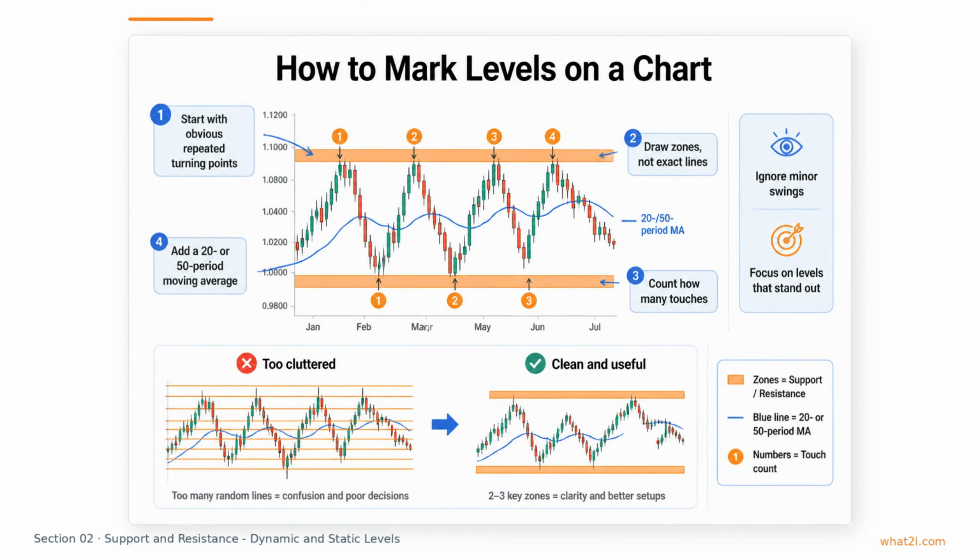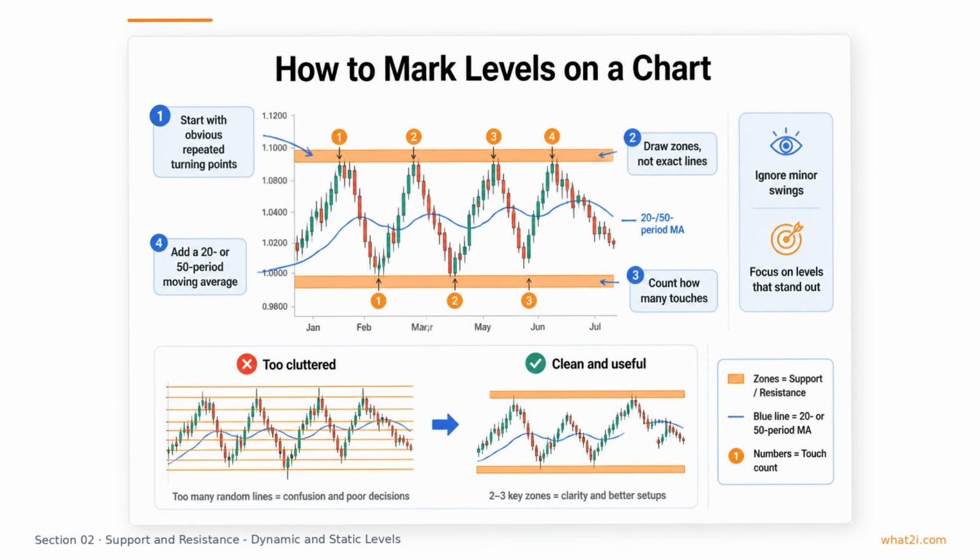A simple marking process can keep your charts useful instead of cluttered. Start by identifying the most obvious repeated turning points, not every tiny swing on the screen. Draw broad horizontal zones rather than thin exact lines, and ask how many times price has respected each area. If a level has produced several clear reactions, it probably deserves attention. Then add a common moving average such as the 20 period or 50 period to see whether dynamic support or resistance is lining up with those zones.